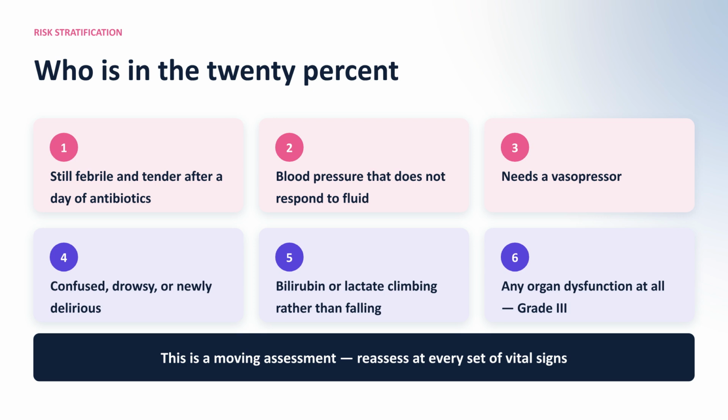The patient who is still febrile and still tender after a day of appropriate antibiotics, the patient whose blood pressure does not respond to fluid, the patient who needs a vasopressor, the patient who is confused or drowsy or newly delirious, the patient whose bilirubin or lactate is climbing rather than falling. And any organ dysfunction at all puts them here. In other words, Grade 3 disease is automatically in the 20%, and Grade 2 disease that does not turn around quickly joins it. This is a moving assessment, not a single decision made at admission. Reassess at every set of vital signs.